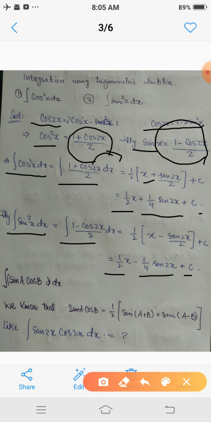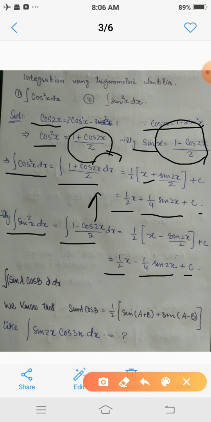So in this way we can find the integration of cos square or sine square with any angle. Like if we have 2x here, while converting to cos we will get cos 4x, because the 2 is in the formula.